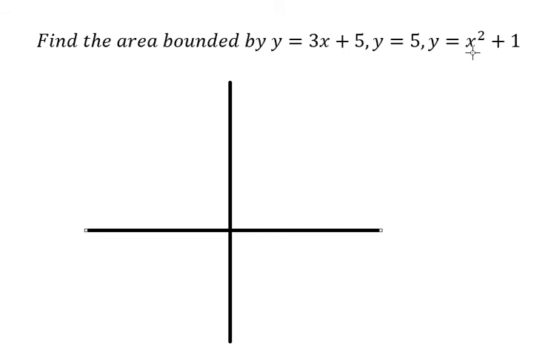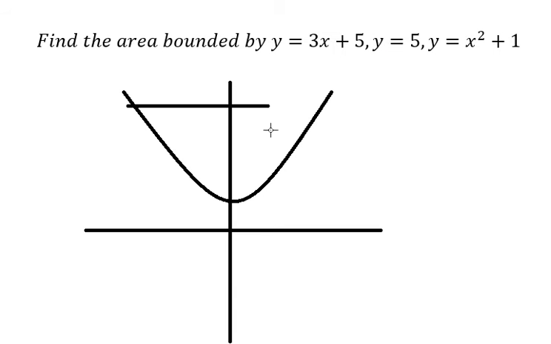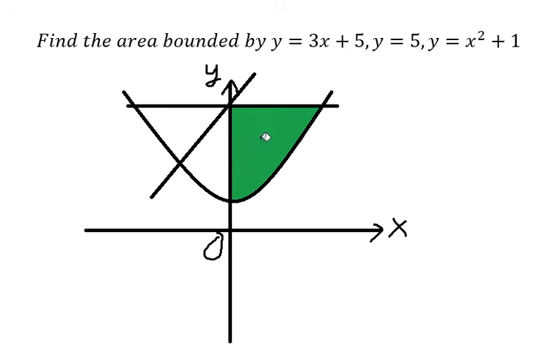About y equals x squared plus 1, the graph should be like this. Y equals 5, the graph should be like this. Y equals 3x plus 5, the graph should be like this. So the area we need to concentrate on is this one.